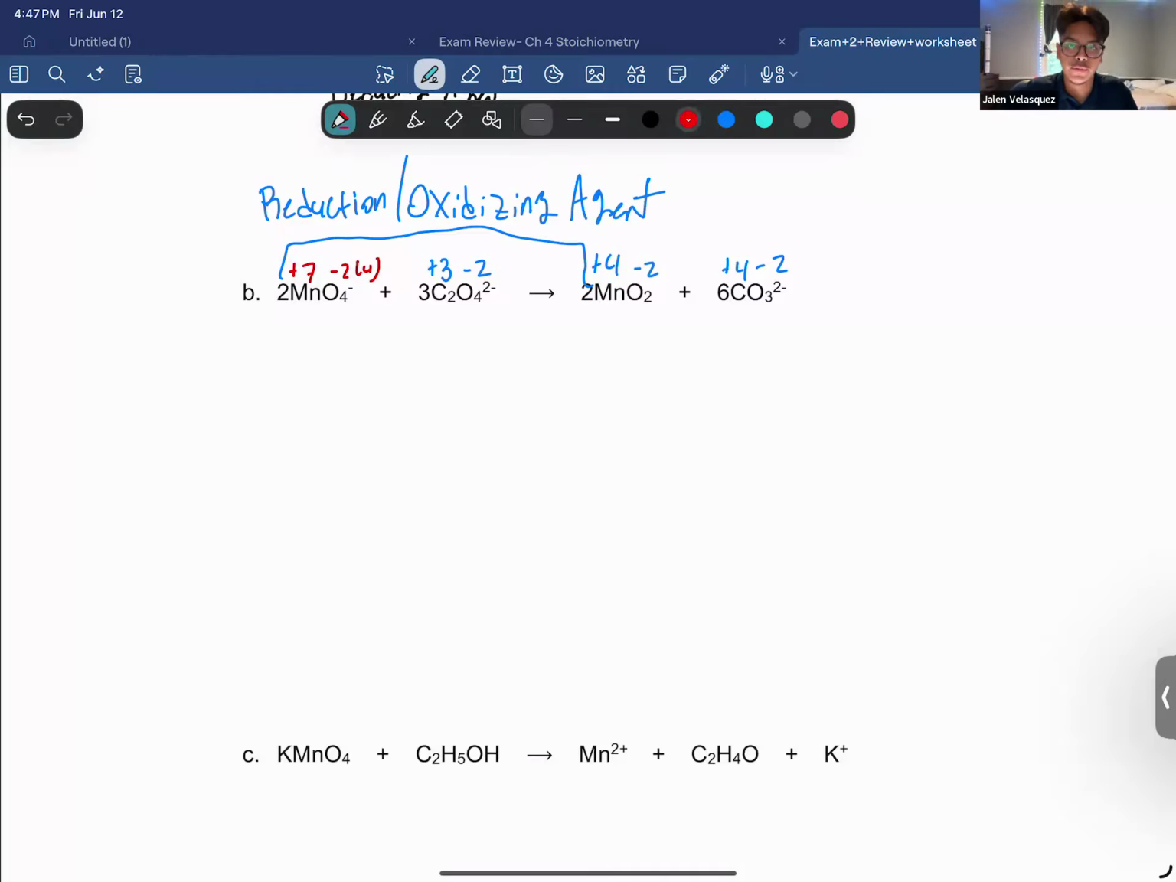Next, you want to compare the carbon, right? So carbon goes from positive 3 to positive 4. That is getting more positive, right? If it's getting more positive, we're losing electrons. So what do we call the loss of electrons? That is oxidation. So oxalate is oxidized, and it is also the reducing agent.